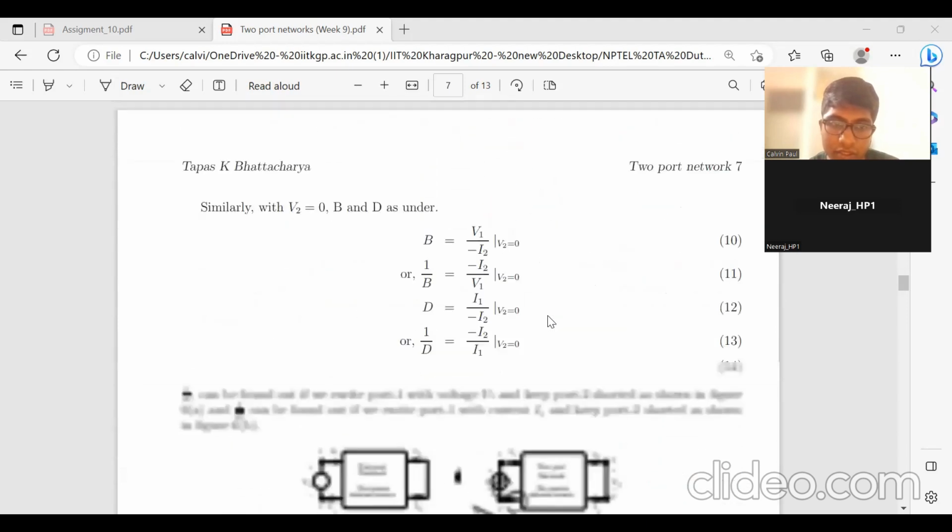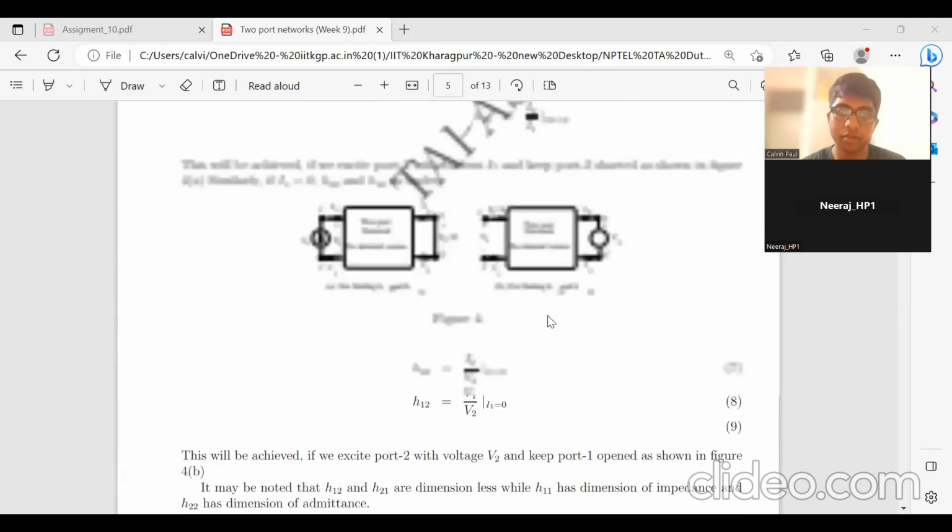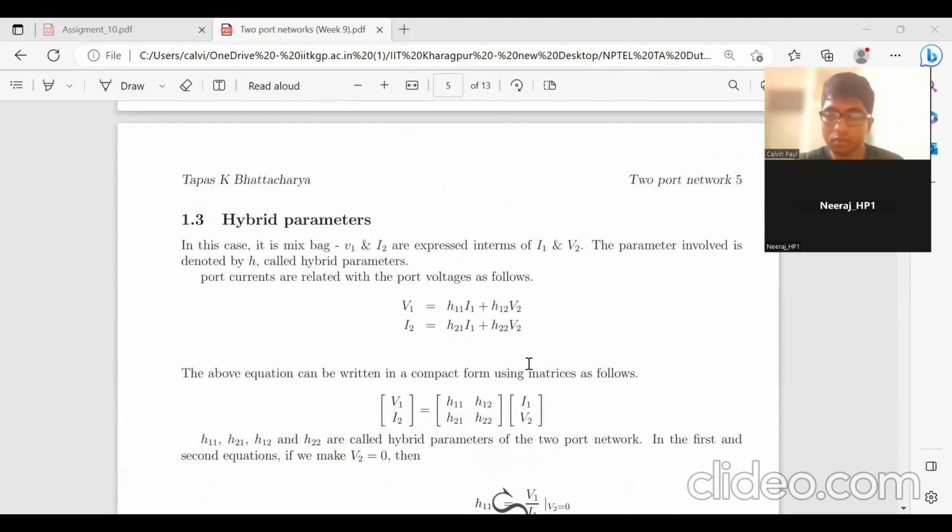Okay, now we will look into the ABCD parameters and these parameters. For the hybrid parameters, we represent V1, that is input voltage, and output current I2. They are expressed in terms of the input current I1 and output voltage V2. That's why it is a hybrid mix of the open circuit parameters as well as the short circuit parameters. So we get V1 is equal to H11 into I1 plus H12 into V2. Similarly, I2 is equal to H21 into I1 plus H22 into V2.